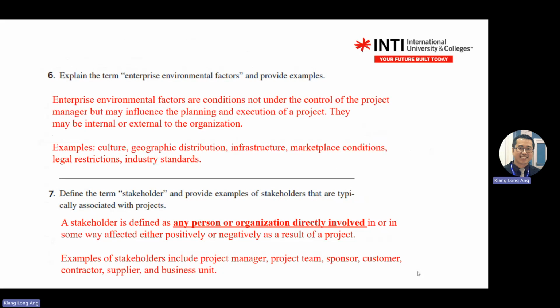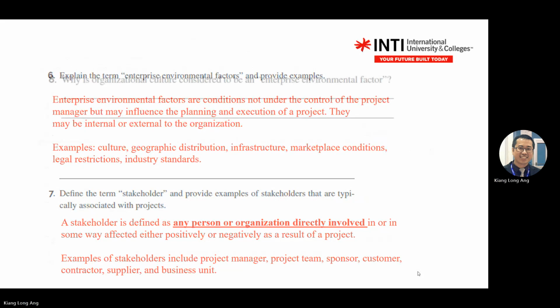So examples of stakeholders: PM, project team, sponsor, customers. They are the characters inside the story in our project management. Sponsor, customers, contractor, supplier, business unit, BU. Business unit, they also call functional units.